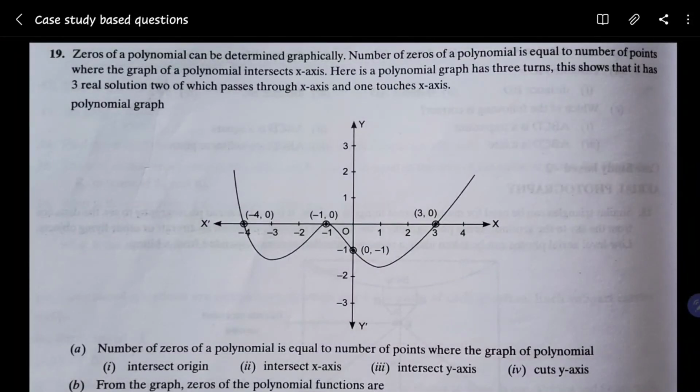Now let us move on to the second problem. Here there is a graph given and this graph is cutting x-axis at 3 locations and y-axis at 1 location, as you can see. On that different questions are given, so let us explore those questions.